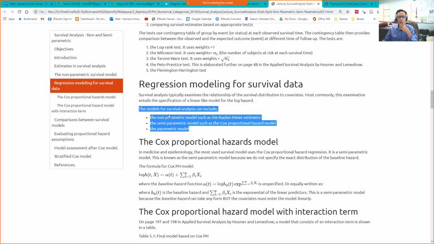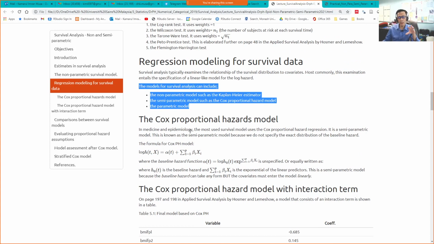Again, when we look at the models for survival analysis, remember, one, we have the non-parametric model, which is the Kaplan-Meier estimator. It is not a regression model. And then we have the semi-parametric model, for example, the Cox proportional hazard regression model. So this is a regression model, and the parametric model. For this lecture, we are going to focus on the Kaplan-Meier, which is the non-parametric, non-regression model for survival data, and the semi-parametric, which is the Cox proportional hazard regression model.